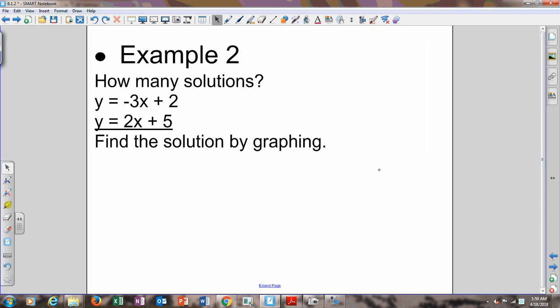Example 2, how many solutions are there? Y is by itself, nothing is the same. Actually, it doesn't even matter if these are the same. The slopes aren't the same. That's all you need to know. Slopes aren't the same, so there's going to be one solution.